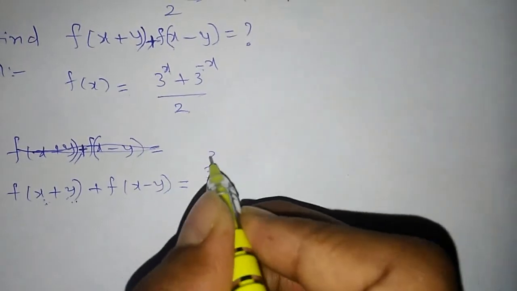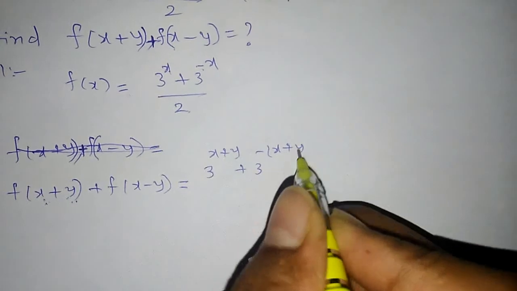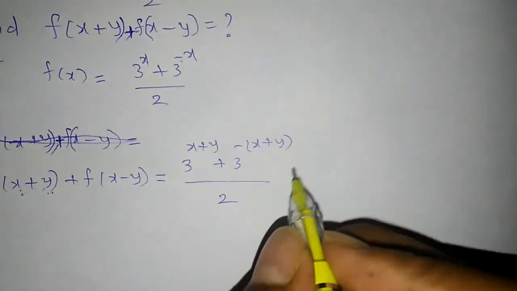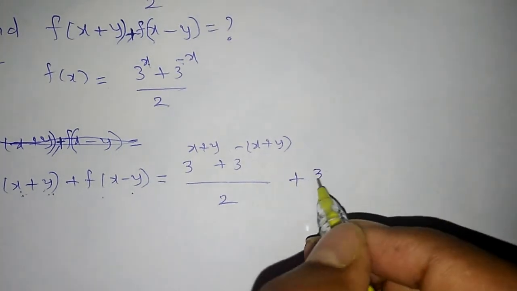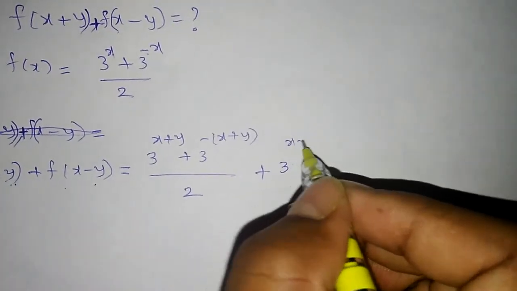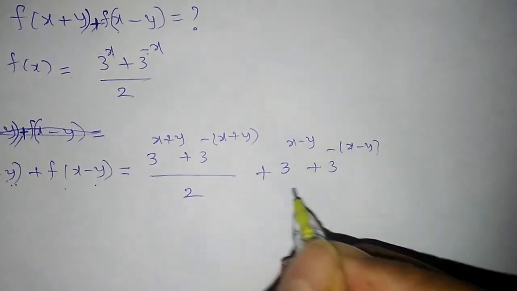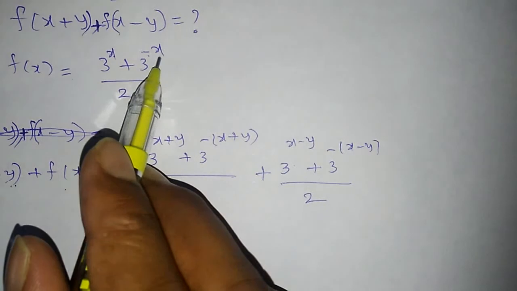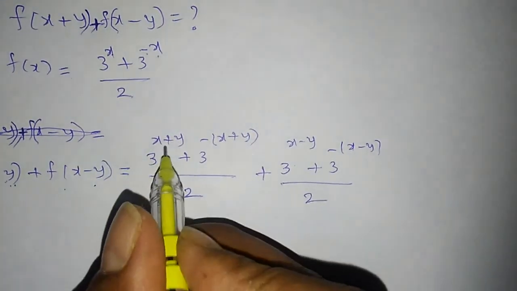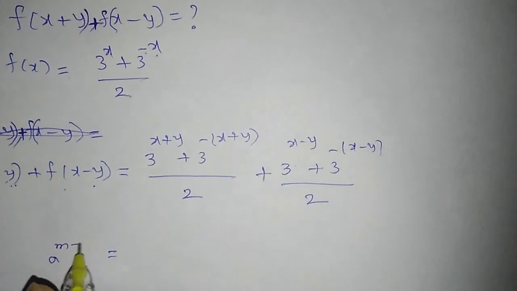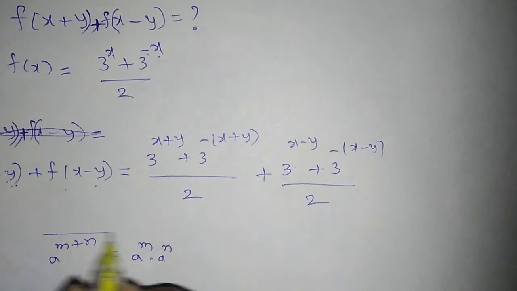So that is 3 power x plus y plus 3 power minus of x plus y divided by 2, plus f of x minus y. Similarly 3 power x minus y plus 3 power minus of x minus y divided by 2. So I am substituting in place of x. Now we have a formula a power m plus n is equal to a power m into a power n, right?